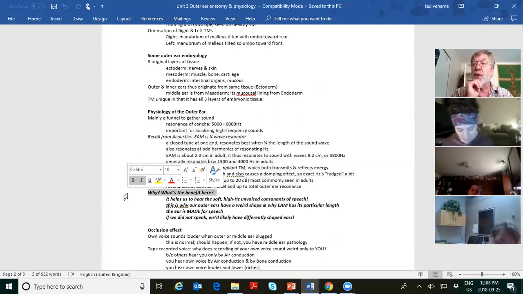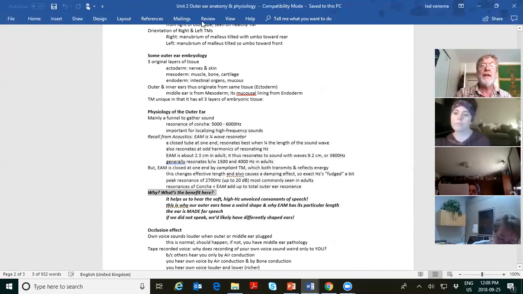What sounds is the ear going to naturally resonate with, especially the outer ear canal? It's going to resonate with sound waves 4 times the length of the ear canal. The ear canal is 2.5 centimeters long. So it's going to resonate with sound waves that are 4 times 2.5, which is 10 centimeters. 10 centimeters is like 10 fingernails all stuck together. So here's a centimeter.